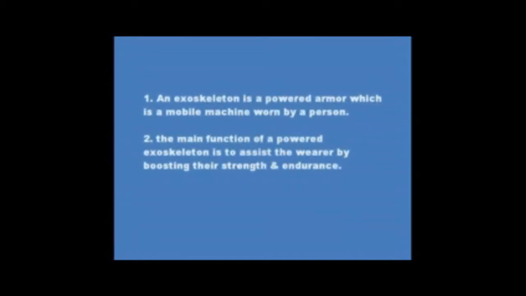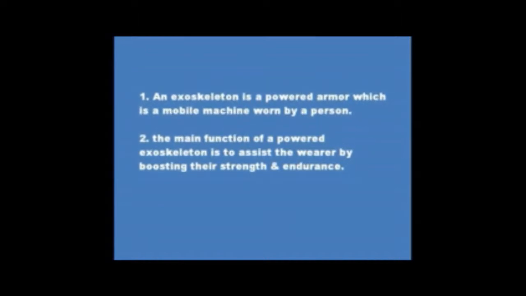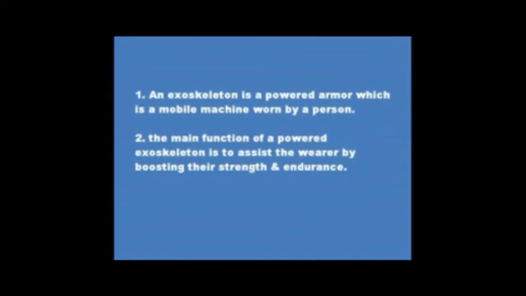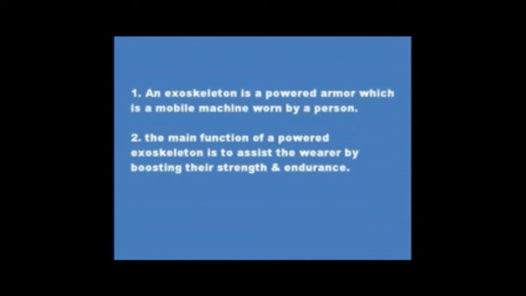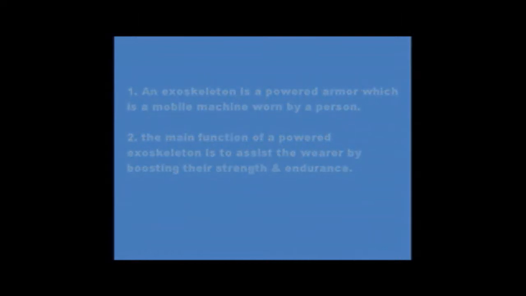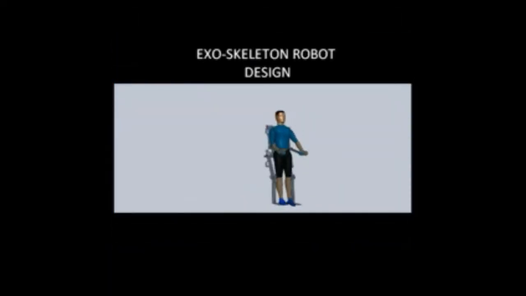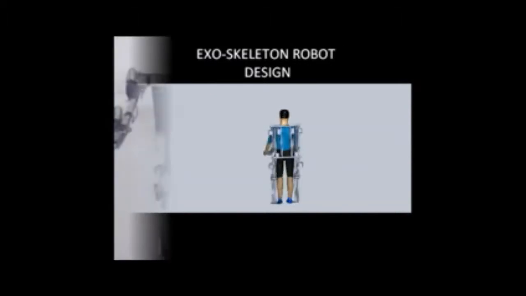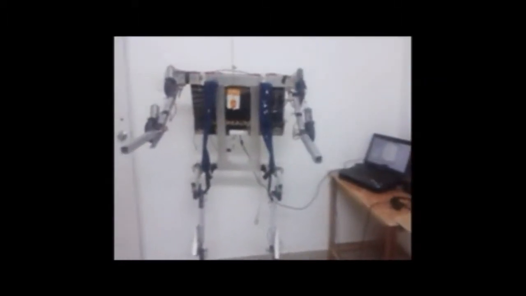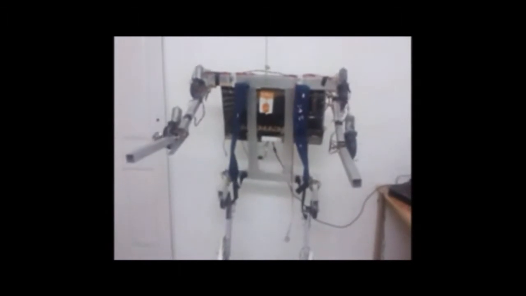An exoskeleton is a powered armor which is a mobile machine worn by a person. The main function of powered exoskeleton is to assist the wearer by boosting their strength and endurance. This is our exoskeleton mechanical structure.